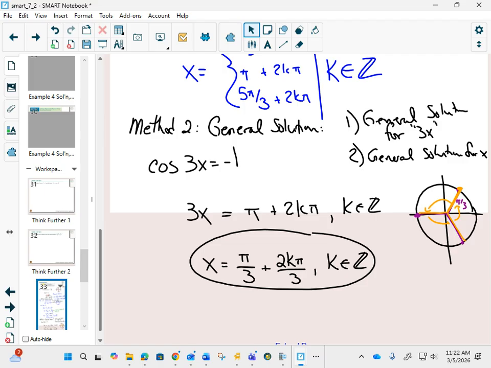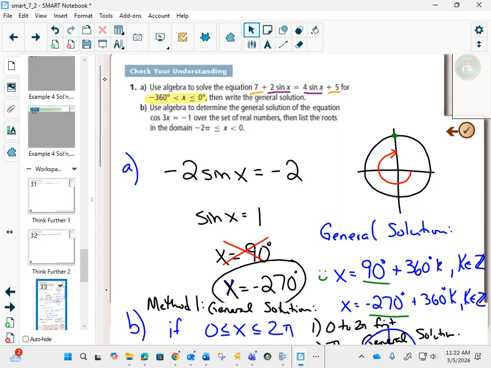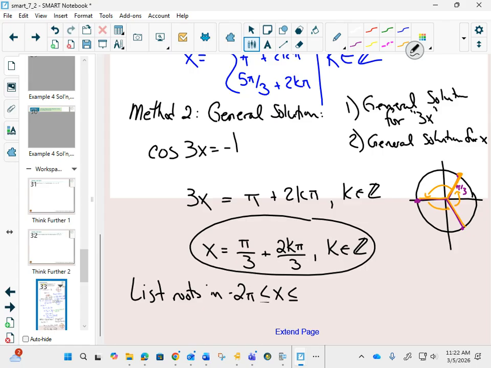Okay. Now we're not done yet, because the question also said, after you've done the general solution, list the roots. So we're going to do that now. We're going to list the roots in negative 2 pi less than x less than or equal to 0. Oh, and they don't have an equal sign. Not that it's going to matter in this situation, but sometimes it does. They didn't include that equal sign there. I double check my domain for little details.